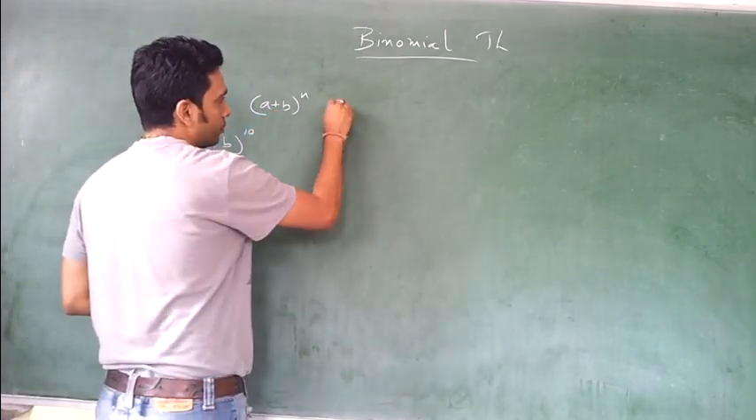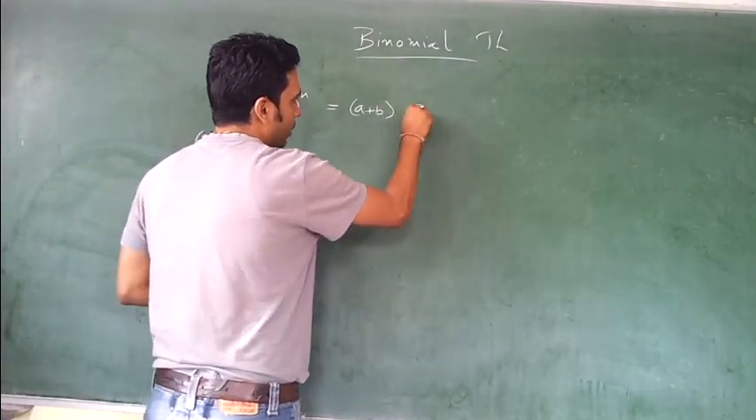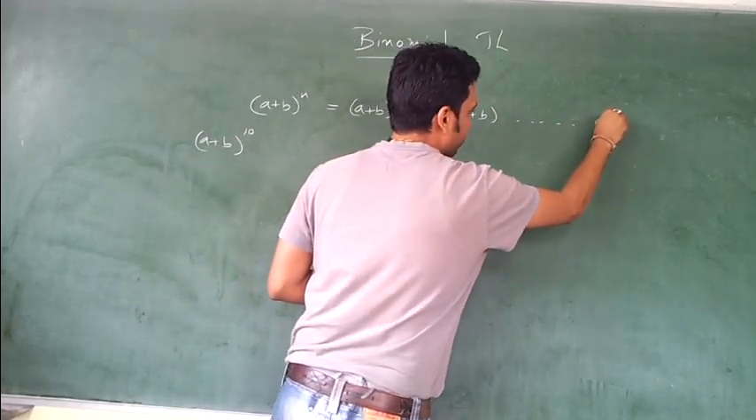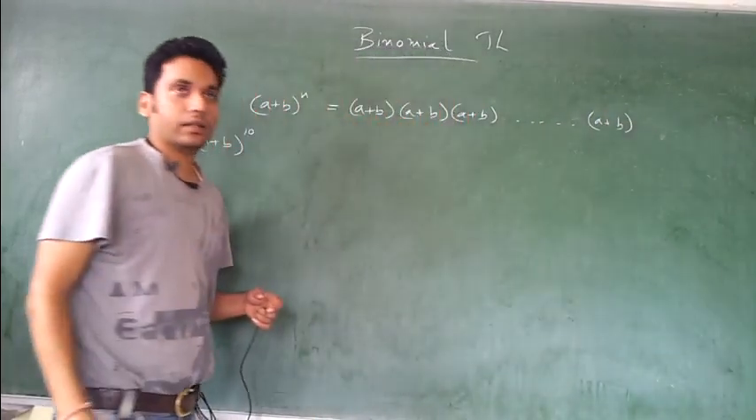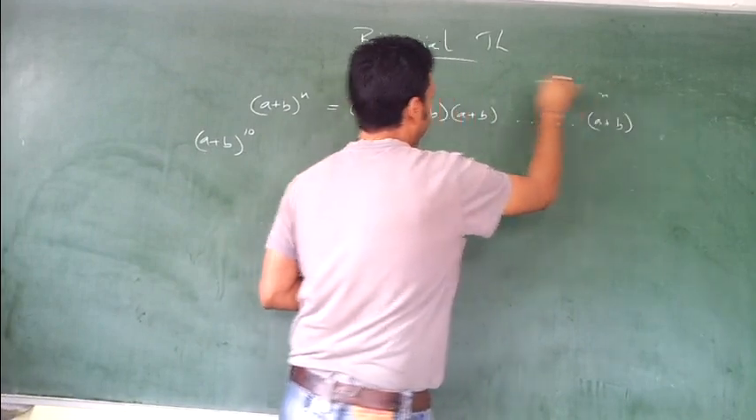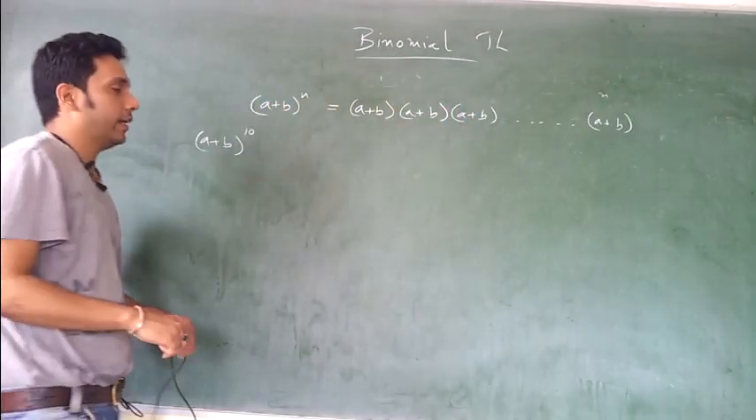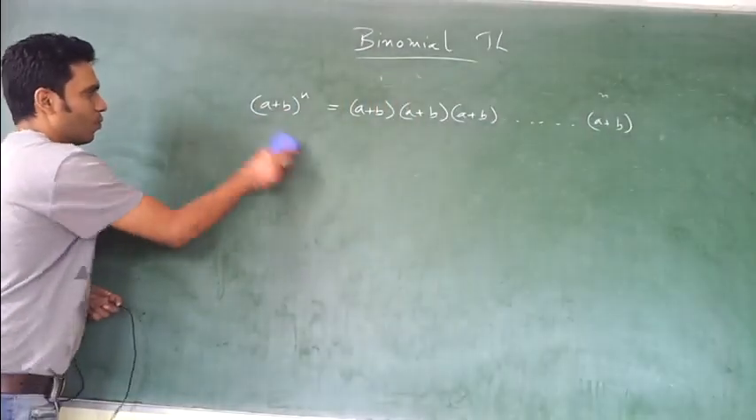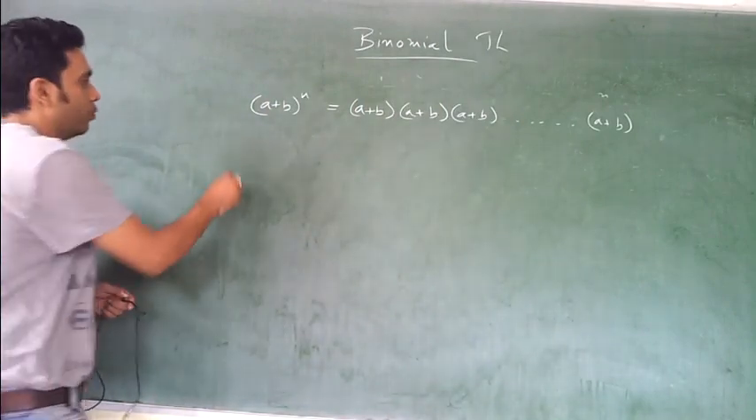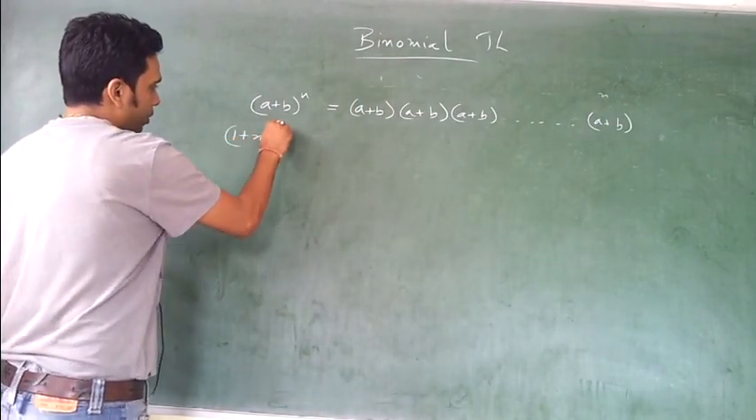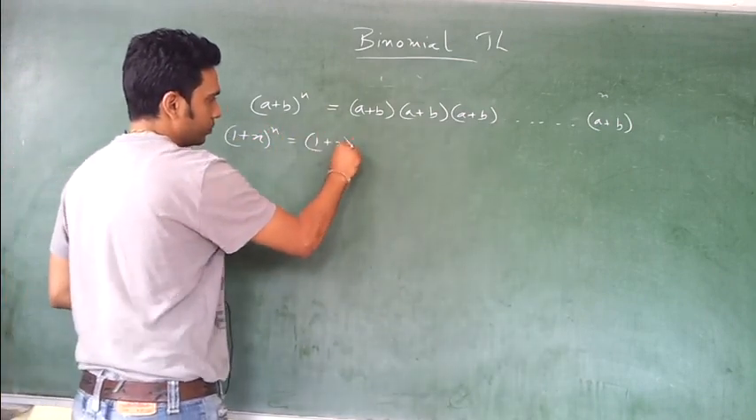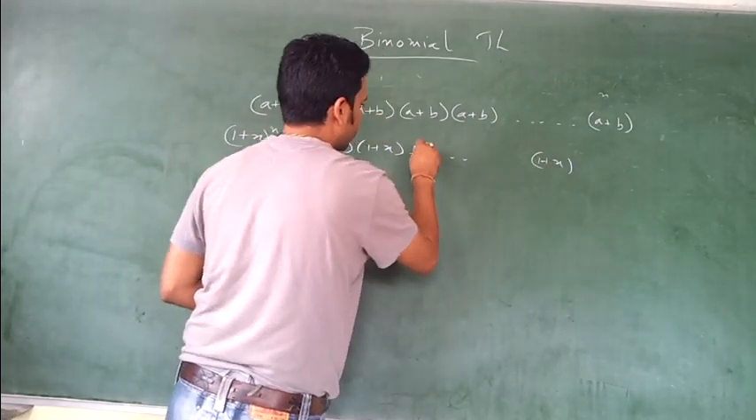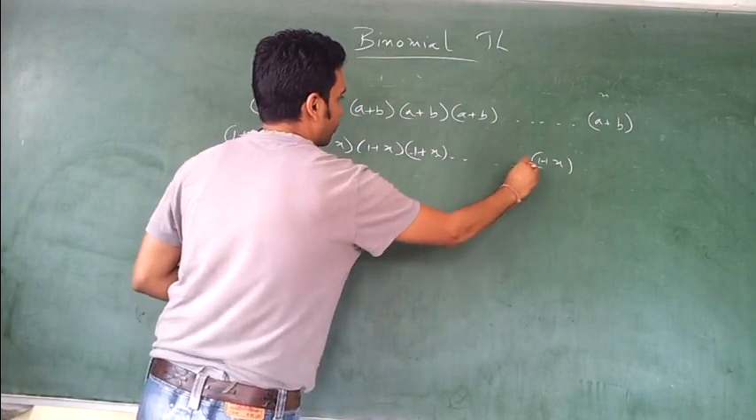What is this? It is a plus b into a plus b into a plus b, how many times? n times. It goes till n times, 1, 2, like that. Now if I take a simpler expansion of, say, 1 plus x power n, n times. Okay?